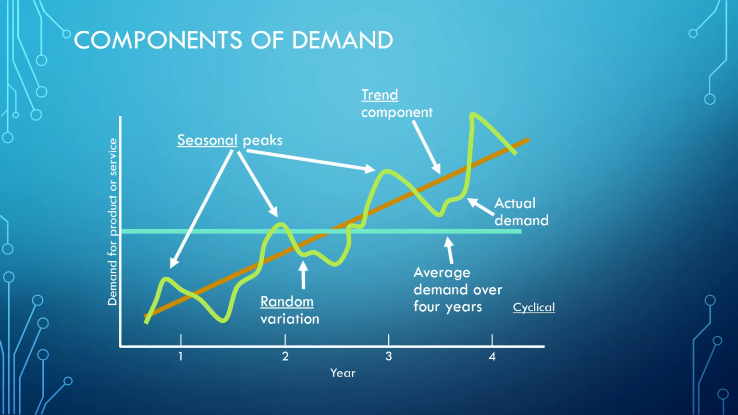This graph represents the demand for a product or service versus time. And you can see through analyzing the graph, we can identify the four components of demand. The graph shows the seasonal peaks, it shows random variation, it shows the trend, and it shows the cyclical behavior of the data.